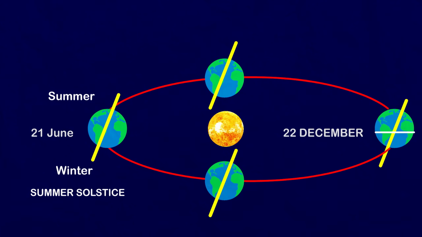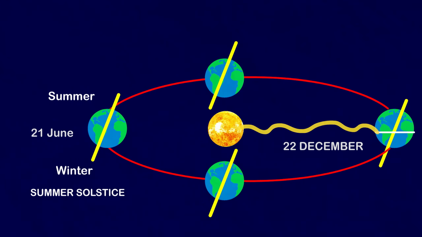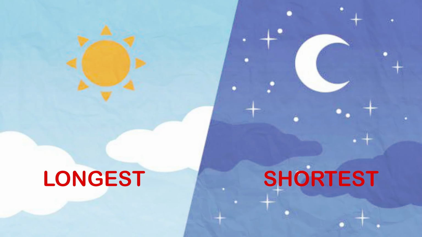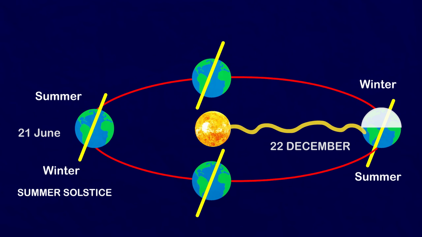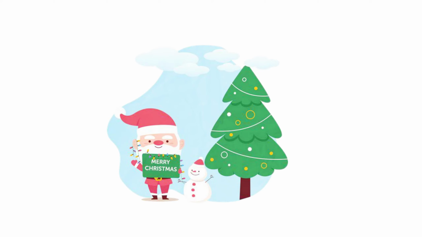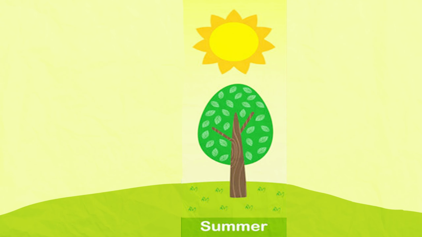On 22nd December, the Tropic of Capricorn receives direct rays of the Sun as the South Pole is tilted towards it. As the Sun's rays fall vertically at the Tropic of Capricorn, which is 23.5 degrees south, a larger portion of the southern hemisphere gets light. Therefore, it is summer in the southern hemisphere, with longer days and shorter nights. The reverse happens in the northern hemisphere. This position of the Earth is called the winter solstice. Do you know that Christmas is celebrated in Australia in the summer season?